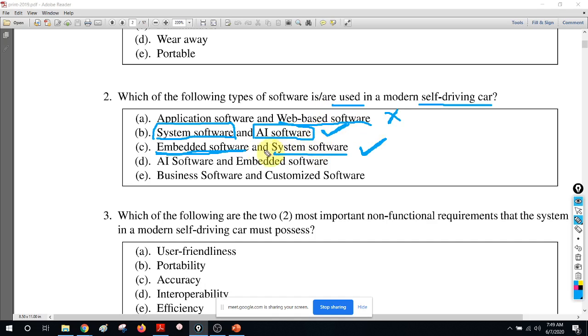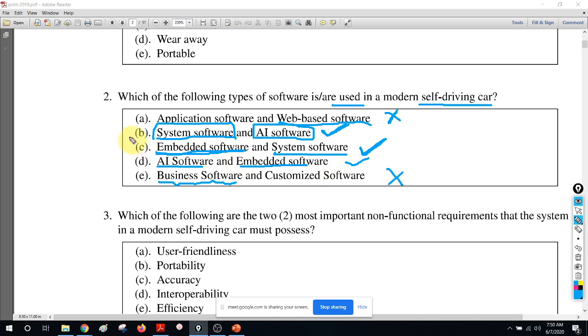Okay, the third one is AI software, obviously yes, and embedded software, for me, yes. And the answer sheet has taken that as an answer. Then the business software and customized software. I don't take it as business software. Business software means something like an order processing system or whatever. Someone, if you want, can say that there's a business involved, but I don't take it as major business software. So I don't like that answer.